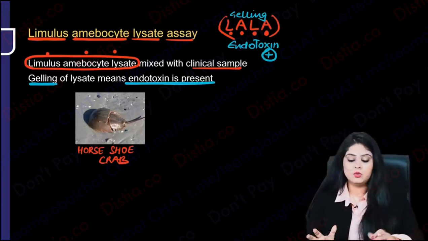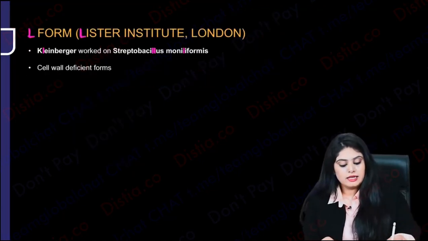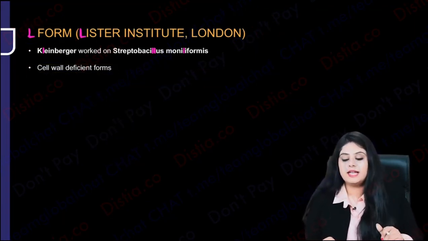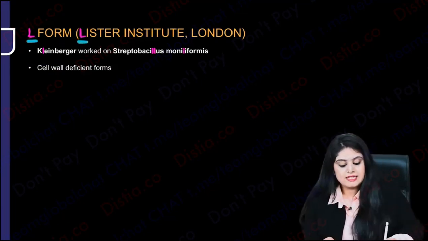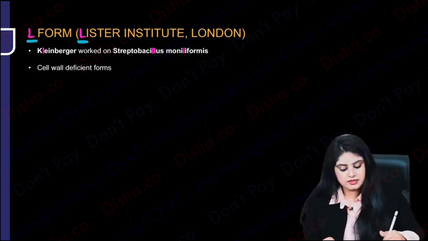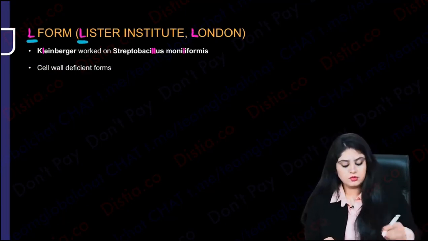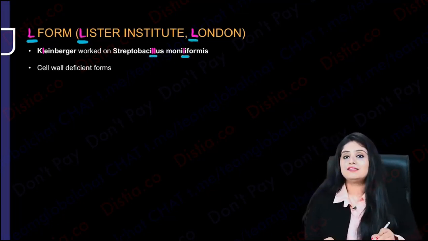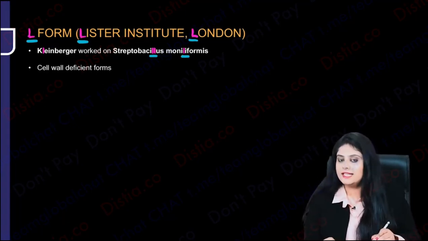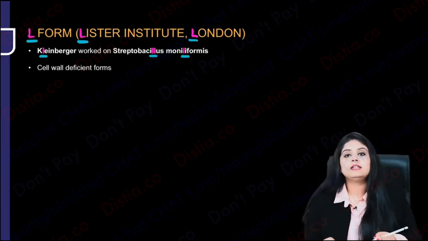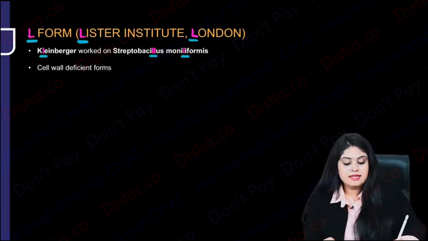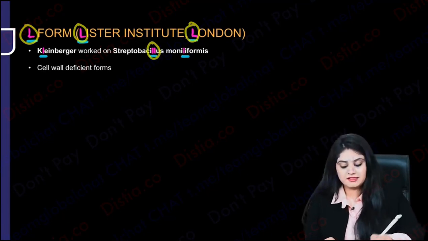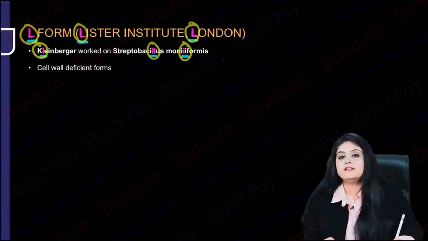What if the cell wall is completely gone? What if the cell wall is not there? What are cell wall deficient forms known as? That is known as L forms. Firstly, why did I call it L? You can see a lot of L's over here. This was identified in the Lister Institute in London. The organism used was Streptobacillus moniliformis, all the L's, and the scientist who discovered it was Klieneberger. So I've got you all the L's together. L form was identified in the Lister Institute in London, studied on Streptobacillus moniliformis, and identified by Klieneberger.